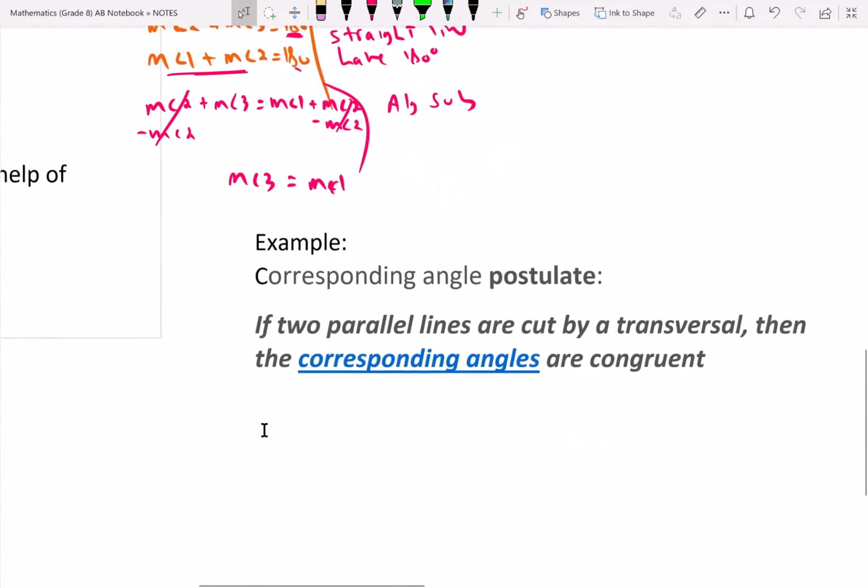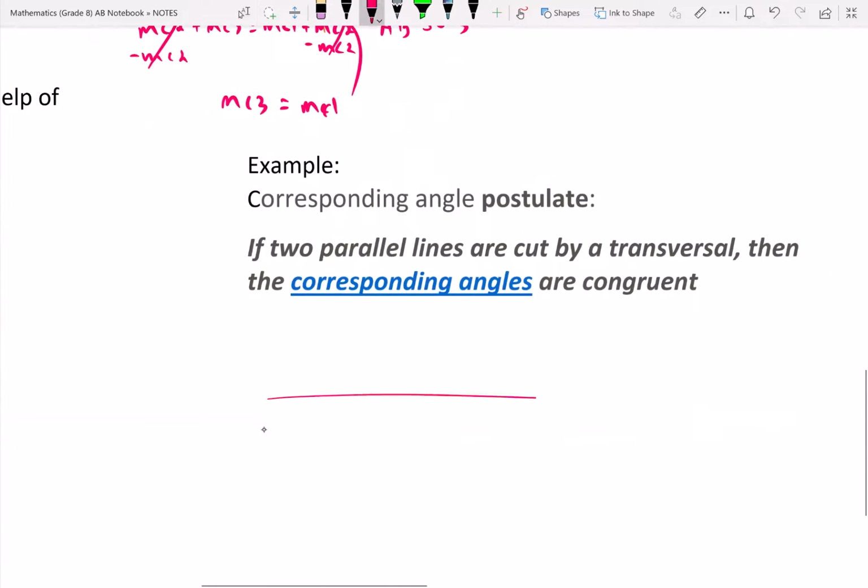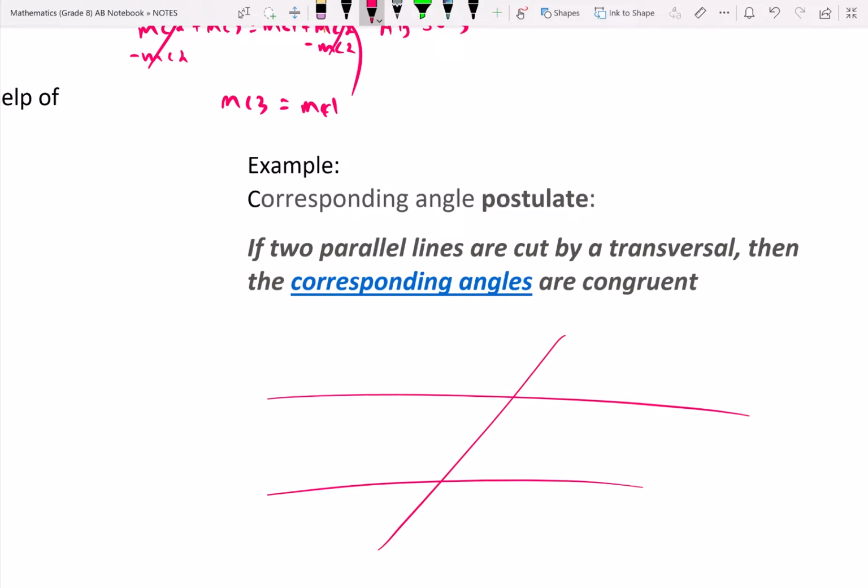Another example would be what you've been looking at on Khan Academy. Here's a postulate: if two parallel lines, so here are two parallel lines, are cut by a transversal, here's the transversal, then corresponding angles are congruent. So that would be this angle and this angle. That's the corresponding angle postulate, and that's assumed to be true. And we could create some theorems based on that.